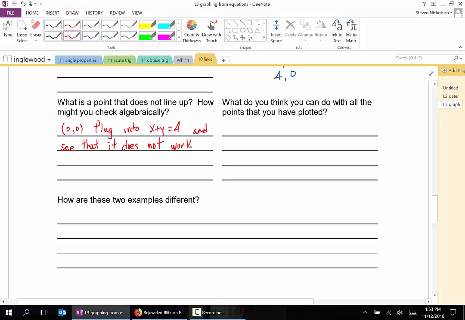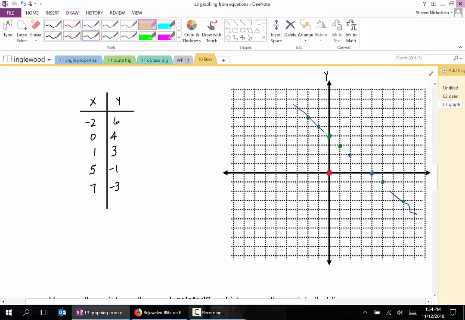So again, 1 plus 3 is 4, 5 plus negative 1 is 4, but 0 plus 0 does not equal 4. So in our next idea over here, what do you think you can do with all the dots you've plotted? And I think what you would say is, well, I can connect them with a line. If they line up, then we can connect them with a line. And in fact, we can, but you have to be very careful. So do this by hand, because it will not accept. That's supposed to be a straight line, and when you draw your straight lines, please use a ruler.